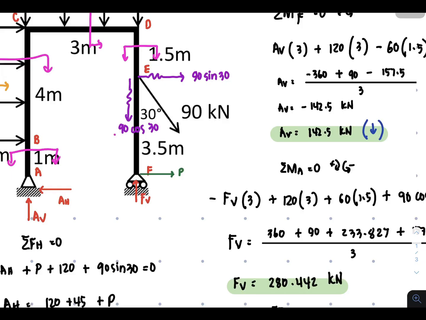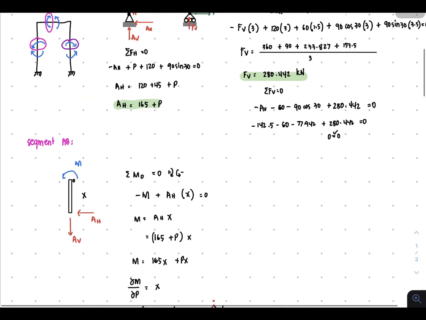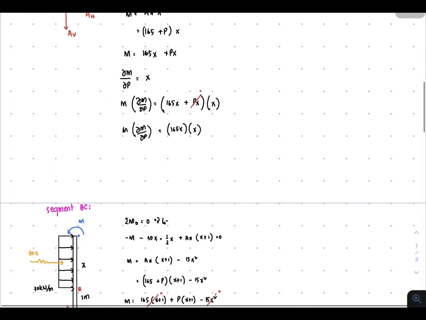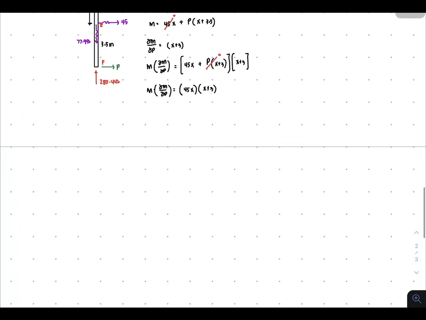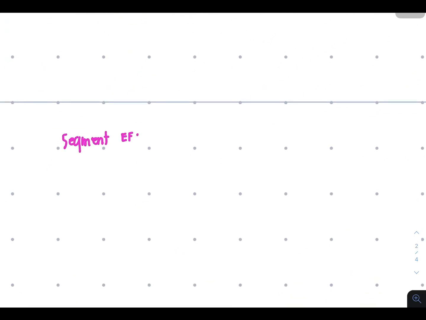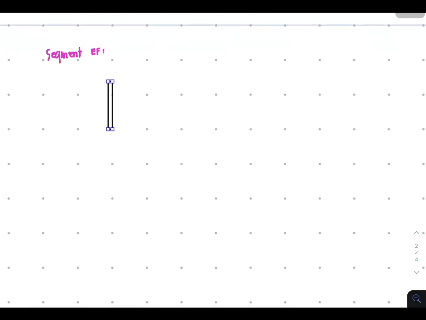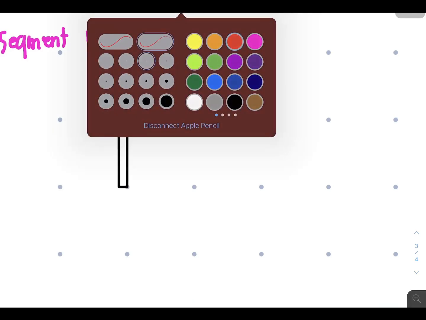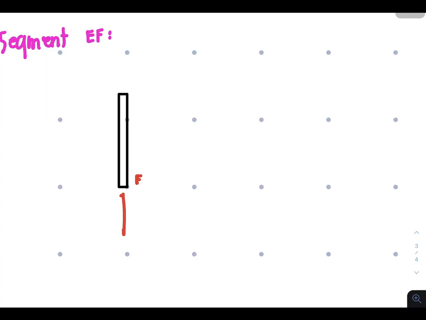So we are going to cut this through and consider the lower portion. Let's borrow this. Let's copy that. Then this is for segment EF. So for segment EF, we have this segment, and then this is F. Then we have 280.442.